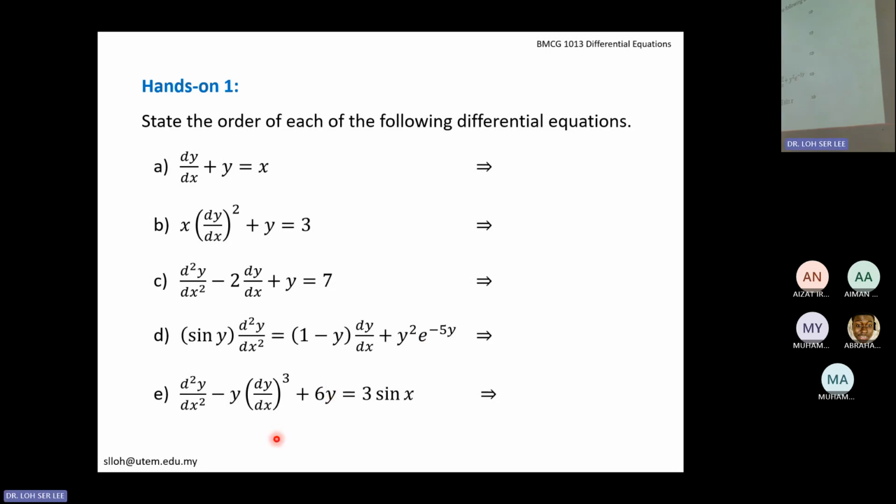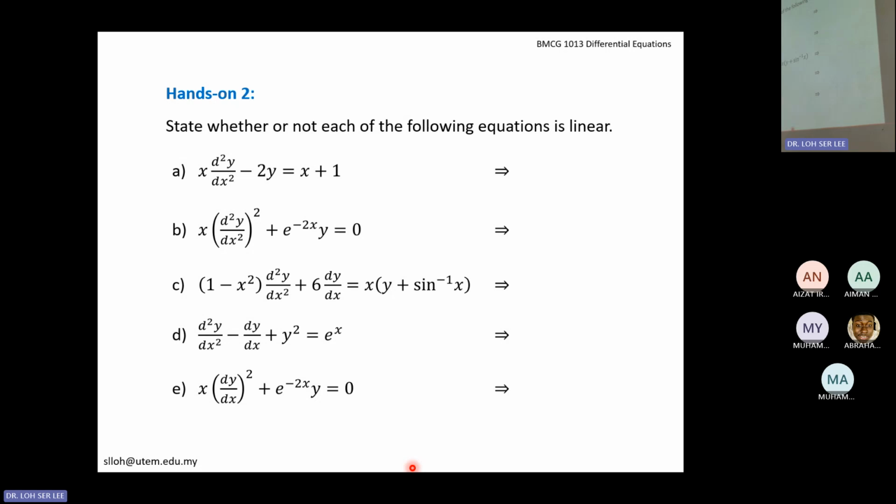Okay, last one. Non-linear because of the power of 3, and y because of this. This is not in x. This should be in x. Okay, the rest, no issue. So this is the linearity.